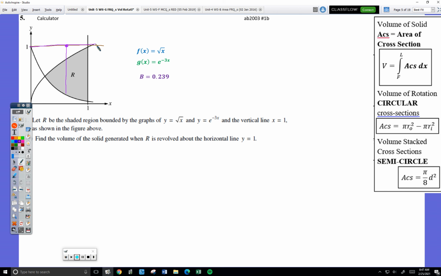So same logic. I've got to find the length of the purple line. I just take the y coordinate at the top, which is 1. I subtract the y coordinate at the bottom, which in this case is g. That will calculate the radius of any slice. Question? Please, come on.